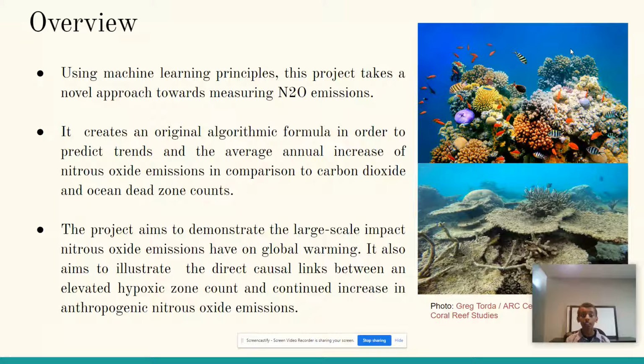The project aims to demonstrate the large-scale impacts nitrous oxide has on global warming. It also aims to illustrate the direct causal links between an elevated hypoxic zone count and a continued increase in anthropogenic nitrous oxide emissions.